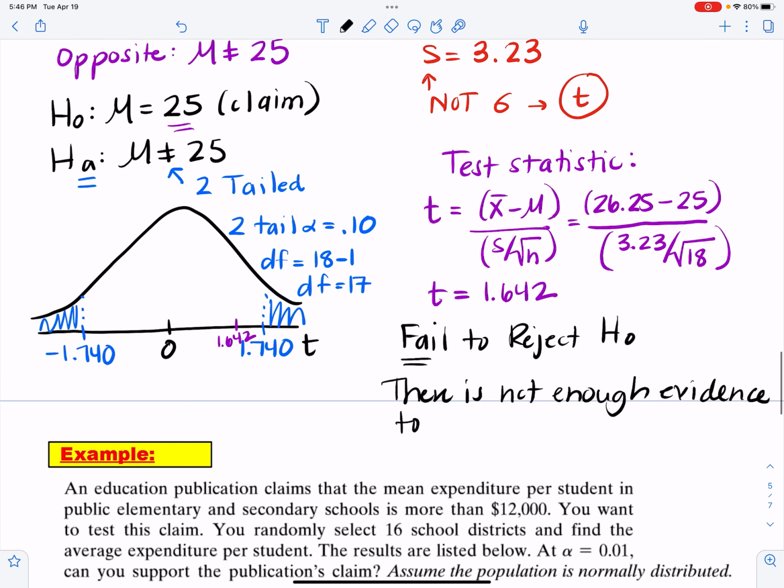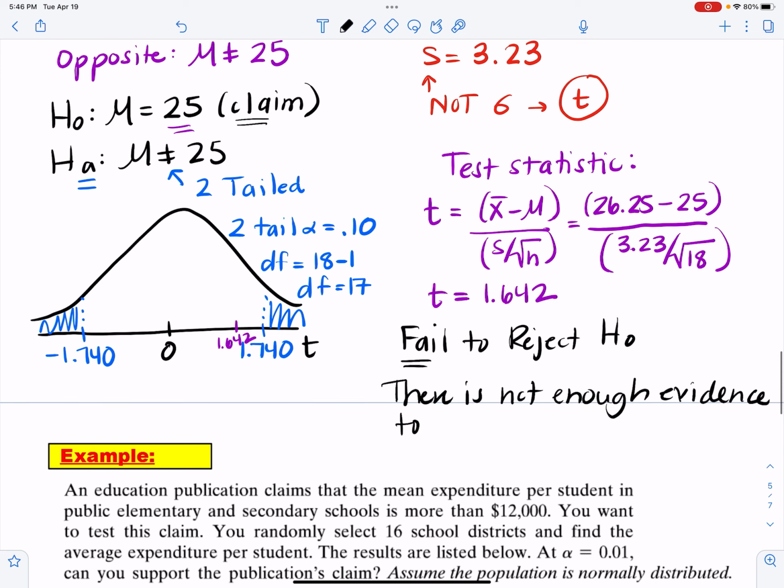And then if we look back at our claim, our claim was in the null hypothesis. So we want to remember here is you can only reject claims if they're in the null. You can only support claims if they're in the alternative. So because this claim is in the null hypothesis, there is not enough evidence to reject the claim.